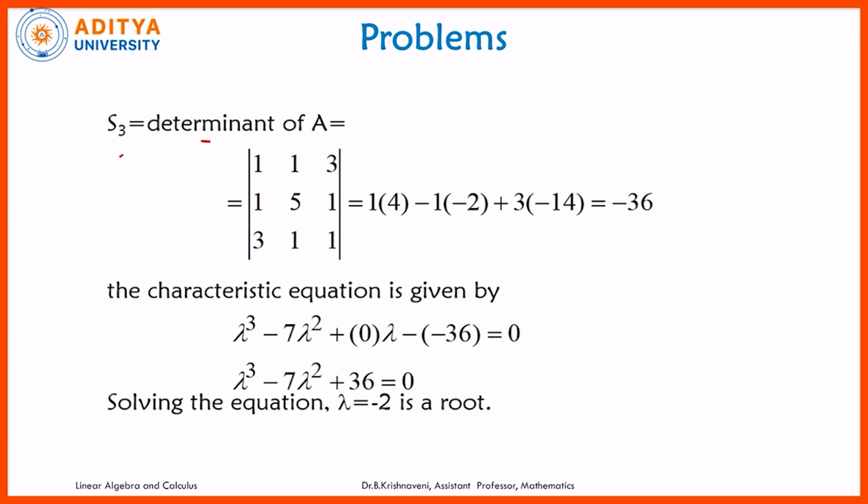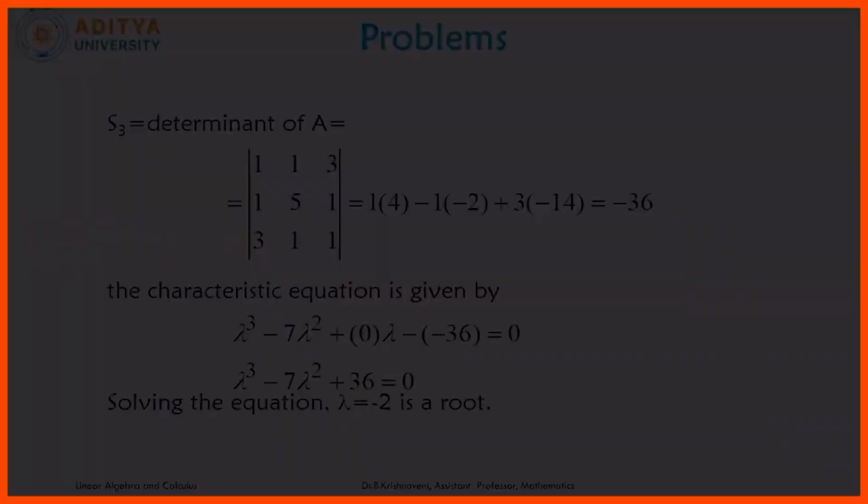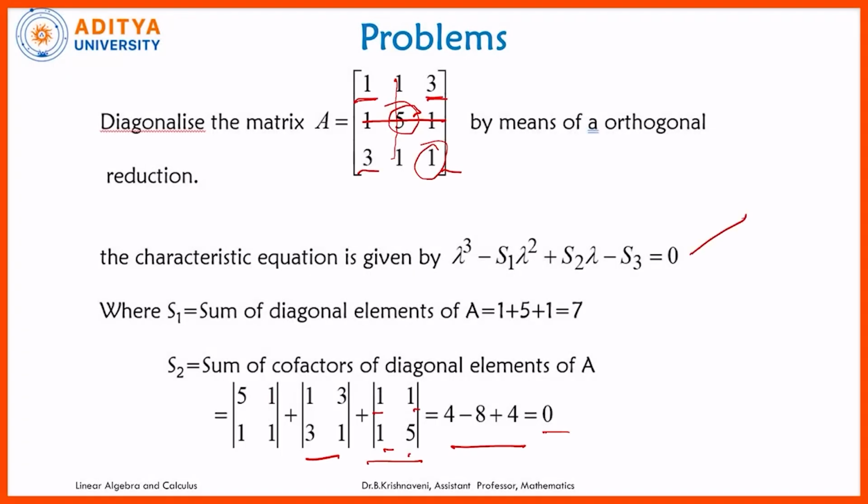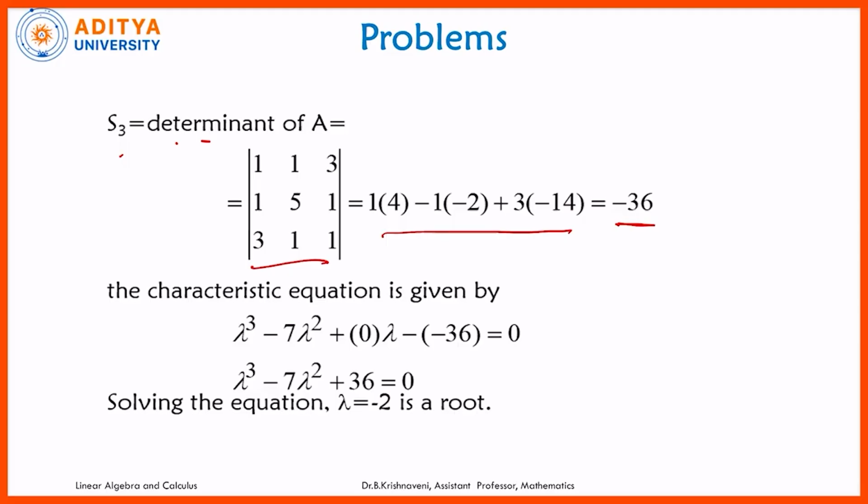And S3 represents the det of A. So, the det of the 3 by 3 matrix, on calculating, you get the value equal to minus 36. Now, substituting all the S1, S2, S3 values in this equation, we got the characteristic equation as lambda cube minus 7 lambda square plus 0 into lambda minus of minus 36 is equal to 0, which is lambda cube minus 7 lambda square plus 36 is equal to 0.